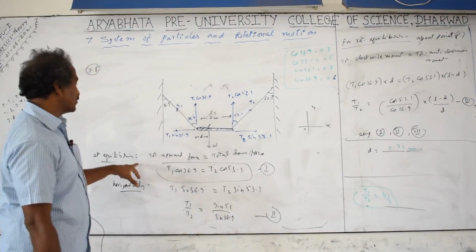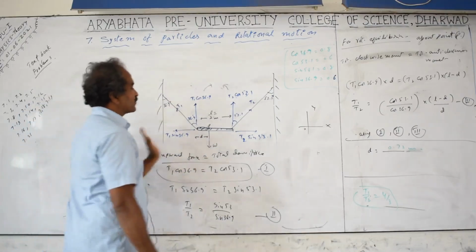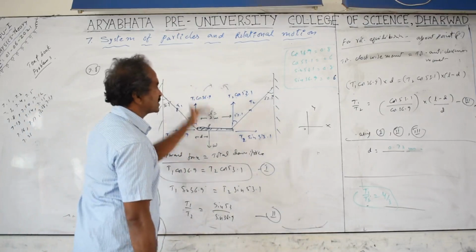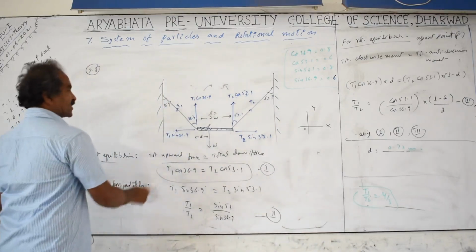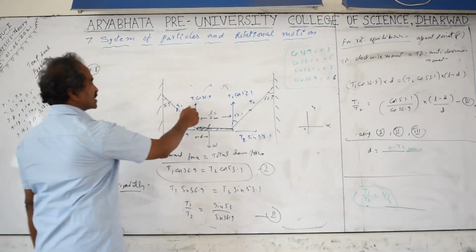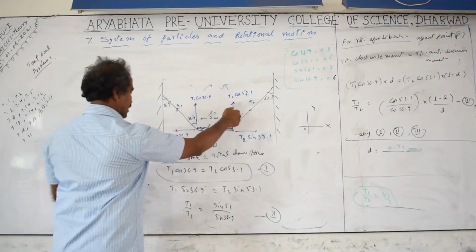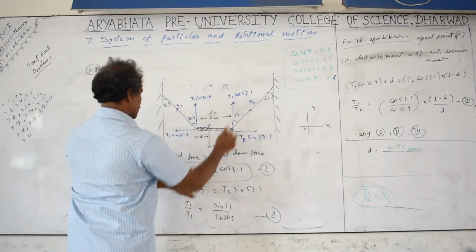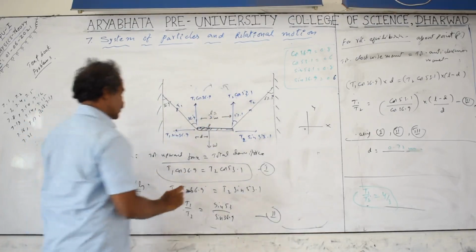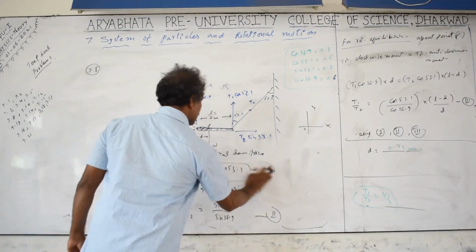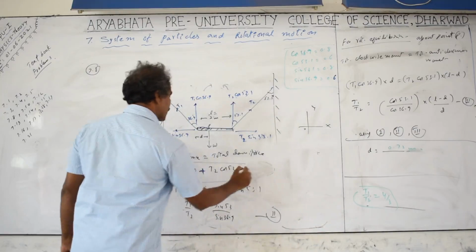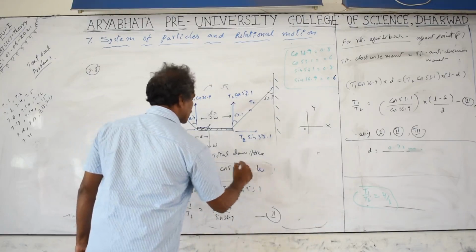Now next, at equilibrium, upward force equals downward force, and left side force equals right side force. Along the x-axis and y-axis, the net force is 0. This is for translational equilibrium. The upward force T1 cos 36.9 plus T2 cos 53.1, the total upward force, is supposed to be equal to the downward force, W.